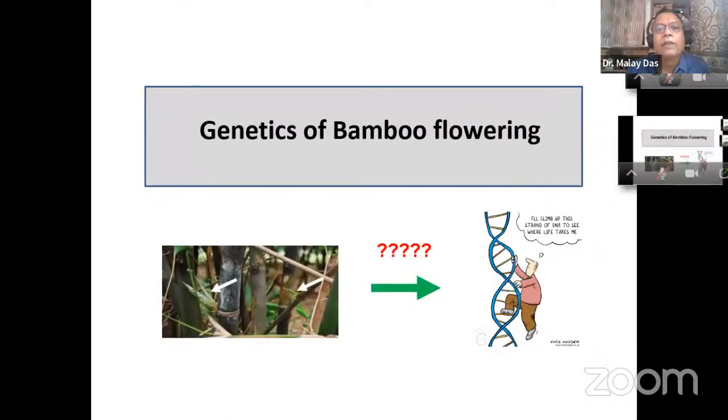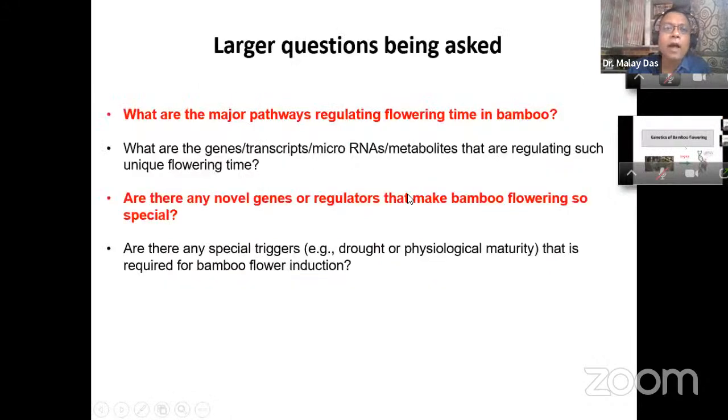But the question is the genetics of bamboo flowering. What are the genes? How are they regulated? What are the major flowering pathways? What are the genes, transcripts, microRNAs, metabolites? Are there any novel genes or regulators that make bamboo flowering so special? Are there any special triggers like drought or physiological maturity that suddenly induce flowering in bamboo? These are larger questions that we are asking. Today, it is not possible for me to cover all these different aspects, so I'll be focusing on two or three interesting stories that we recently published, and I feel you may also find them interesting.